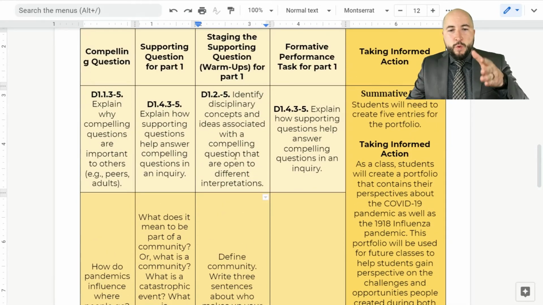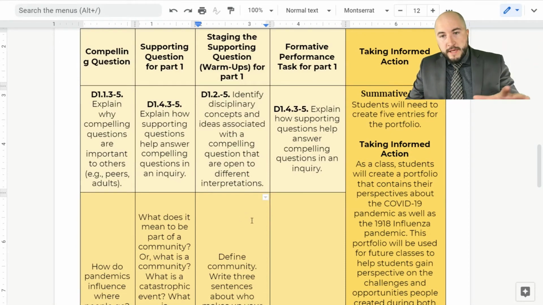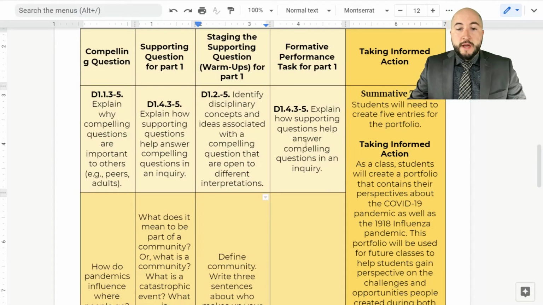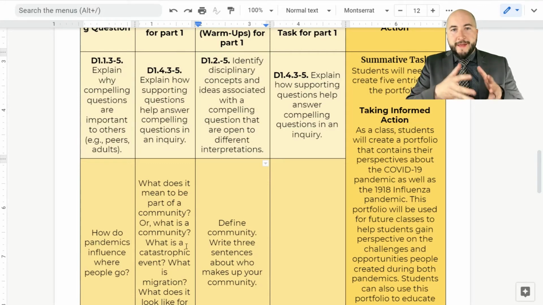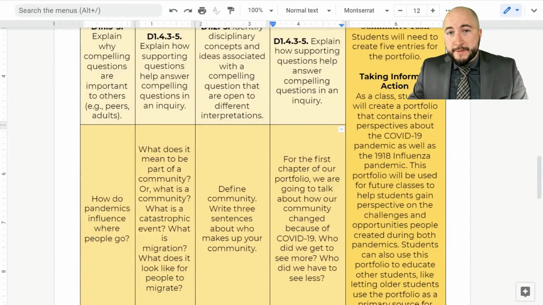And again, that is a way of setting these interpretations up, which is leading us to taking informed action, where students are going to be able to write 5 entries. Once they define community and write 3 sentences about it, they could maybe even go back and start asking their own compelling question, their own supporting questions, and that's part of the inquiry process, which is leading us to that portfolio piece.